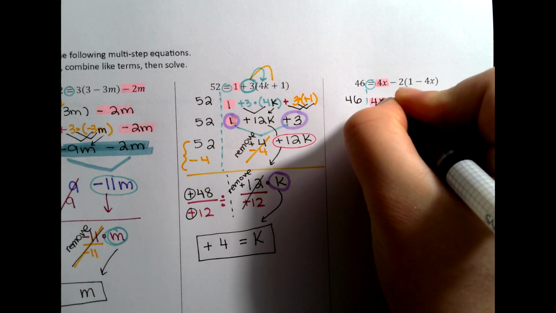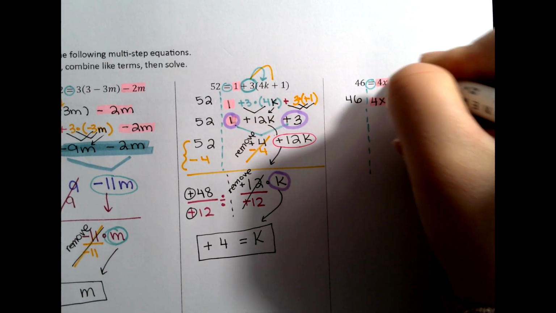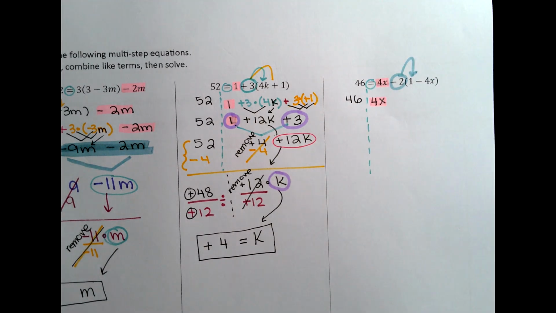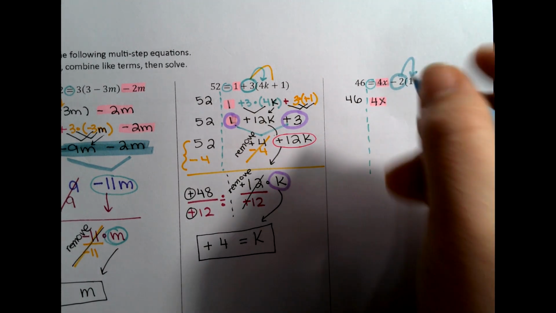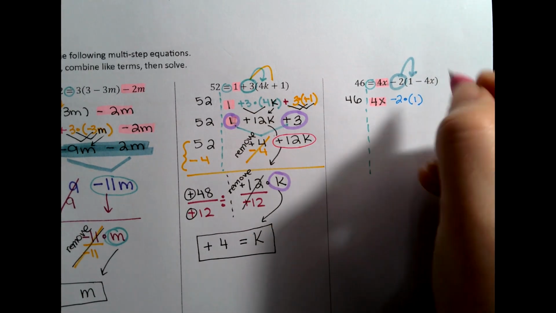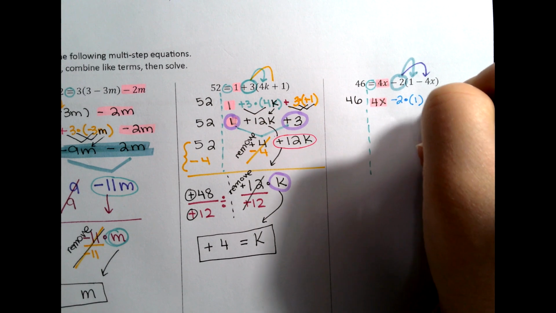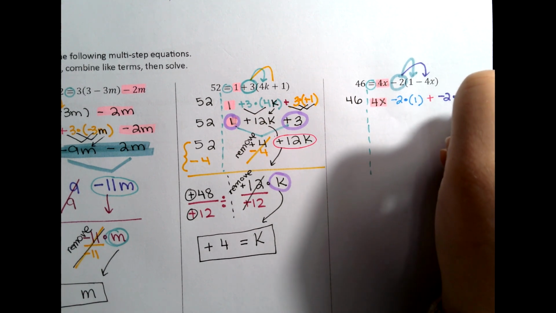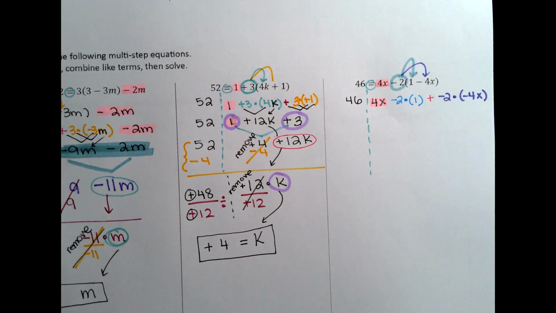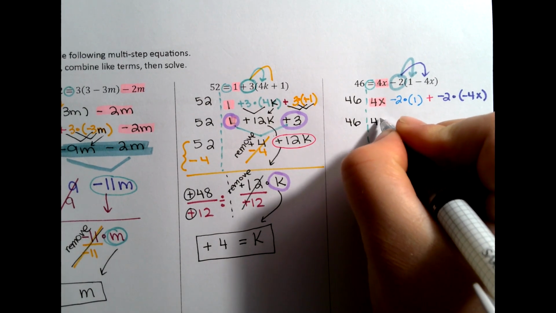That 4x is not touching that -2, okay? So we're not doing anything with that negative. This negative belongs to 2. So when we are distributing, we are taking that -2 onto 1 and that -2 onto this -4x. Multiply to distribute, bring down your 46. Your 4x stays as well.